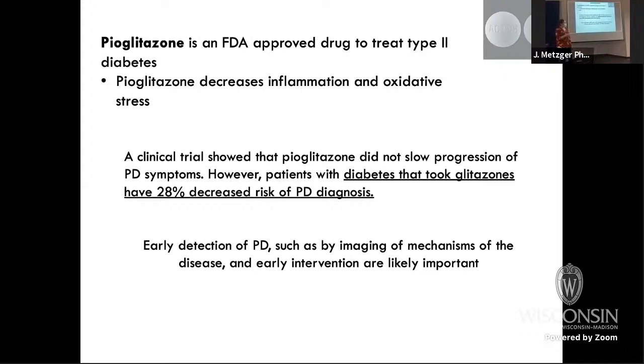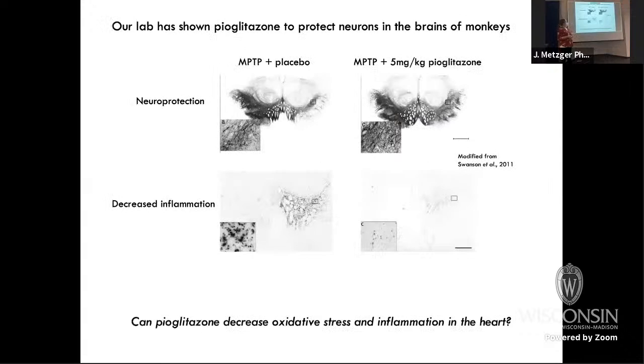And the reason that we're suspicious of that is because that same year, a second study was published that followed diabetic patients that had taken glitazones. And they found that in the population of patients taking glitazones, there was a 28% decreased risk of diagnosis of Parkinson's disease. So this makes us ask whether or not early detection of Parkinson's disease, such as by imaging of the mechanisms and early intervention, could be important for something with this sort of a mechanism of action being effective for those patients. So our group has worked with pioglitazone in the past.